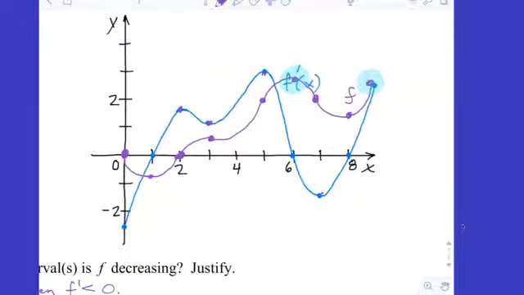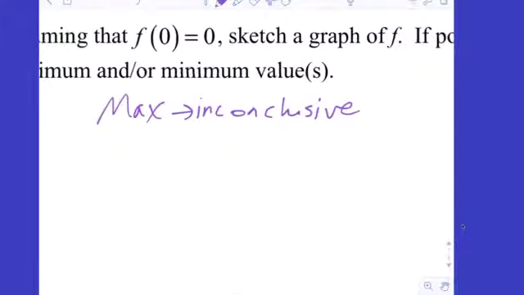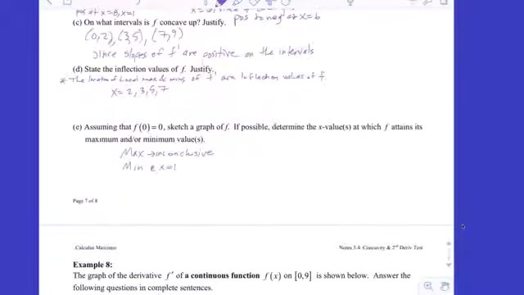Is there any doubt where the absolute min is going to occur? No, it should be at what? It should be at 1. Okay? The absolute minimum is at 1. So we have a min at x equals 1. And there you go.